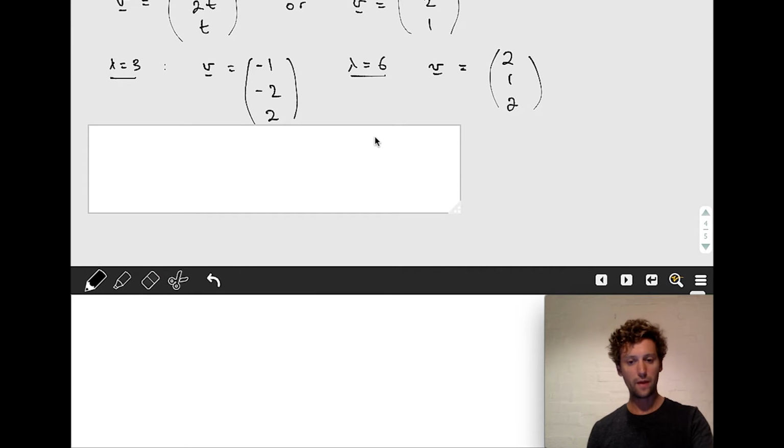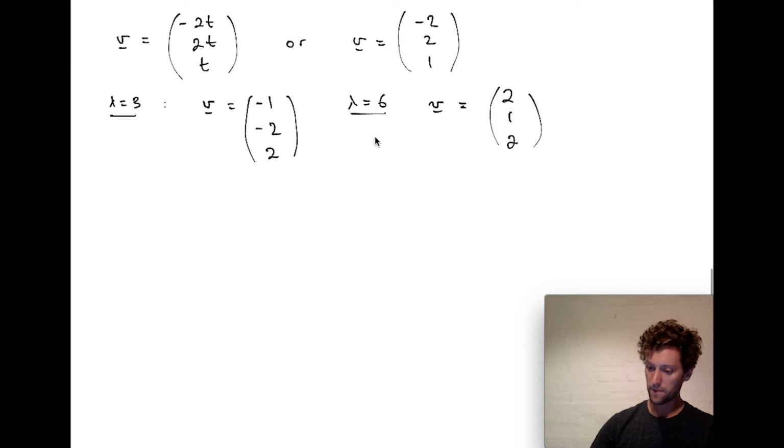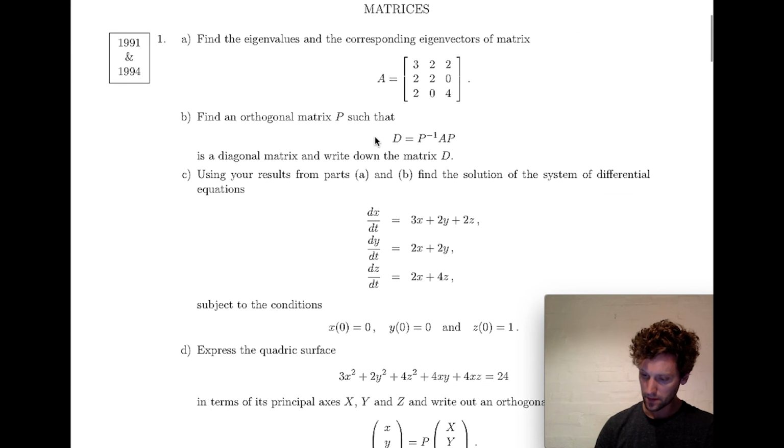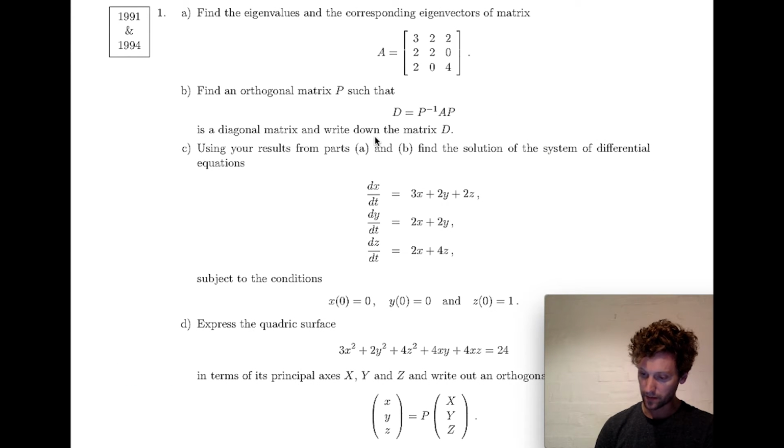What are we going to do with that? So let's look again at question 1. So we have the eigenvalues and eigenvectors. In the next part, we're asked to find an orthogonal matrix P that diagonalizes my matrix A.